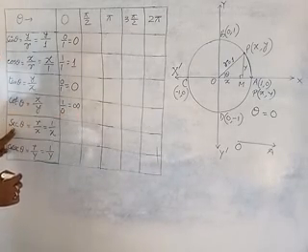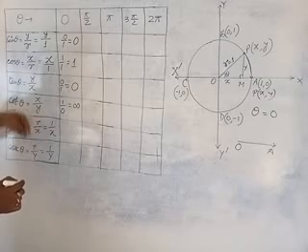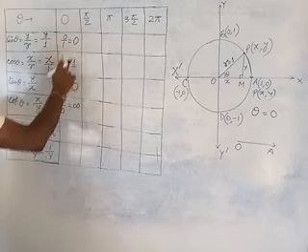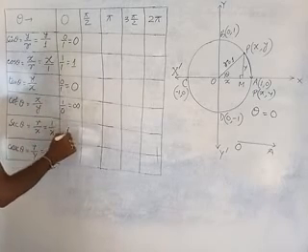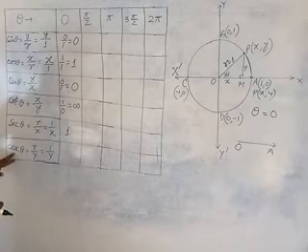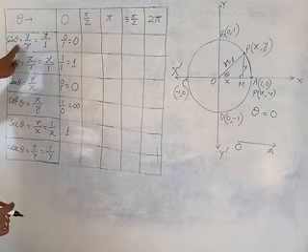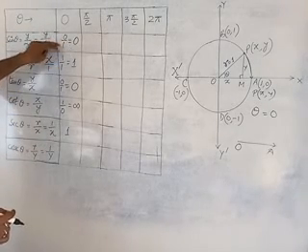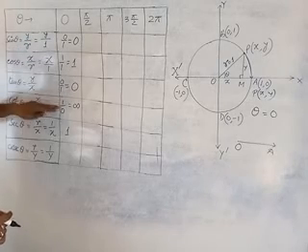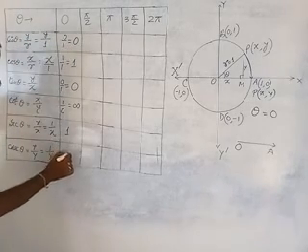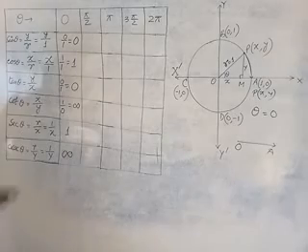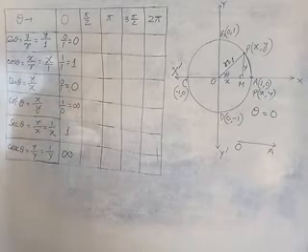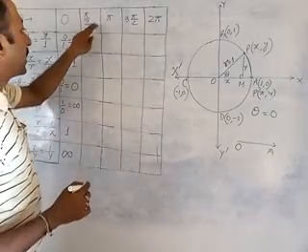Sec theta is r by x, the reciprocal of cos, as it is known to us. So the reciprocal of 1 is 1. Again, cosec theta is the reciprocal of sin theta, so it will become 1 by 0. Again 1 by 0 is undefined. So cosec 0 is undefined, cot 0 is undefined. Clear? Now what about pi by 2?